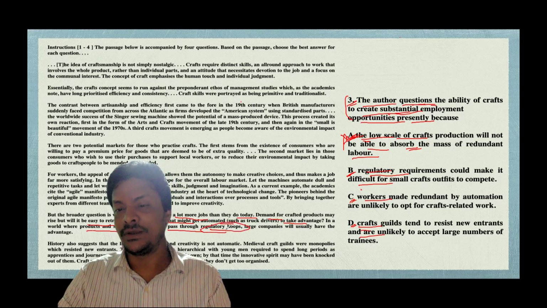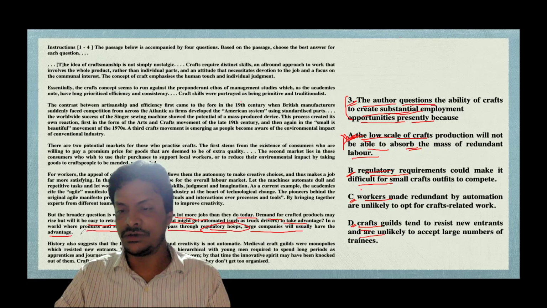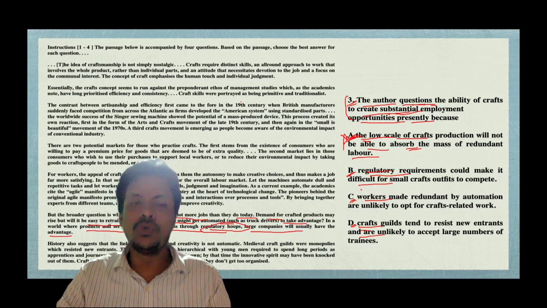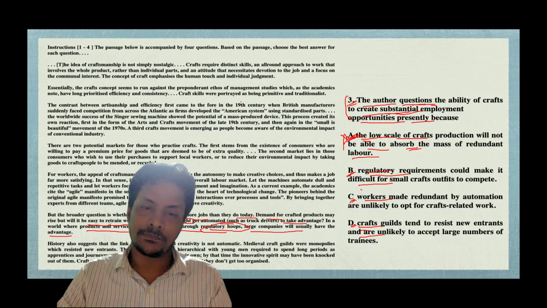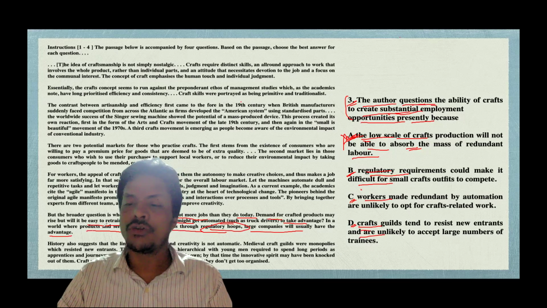which is given. It means in a world where products and services often have to pass through regulatory hoops, large companies will usually have the advantages. So, this means rules and approvals, right? Rules and approvals are called regulation, which makes it difficult for small craftspeople to compete with what? Big business. So the author doubts crafts can create a lot of jobs because regulation favors whom? Large companies, not small companies.